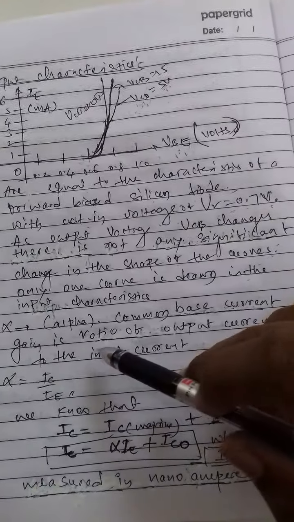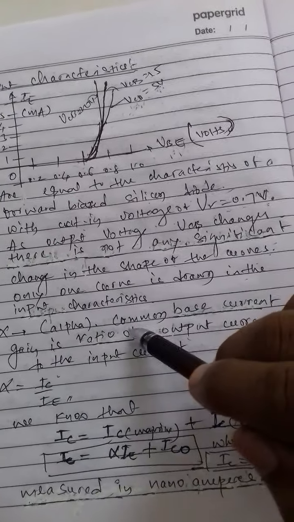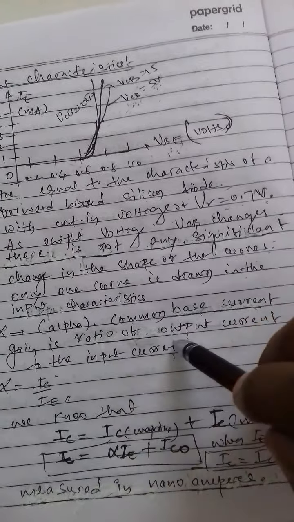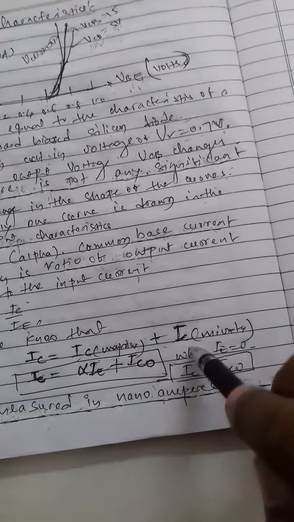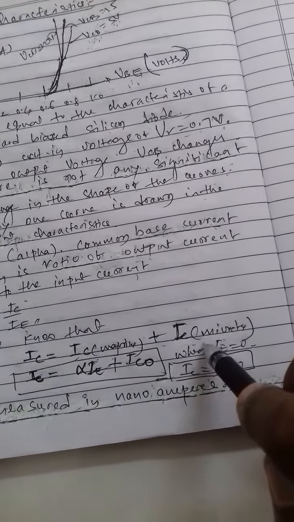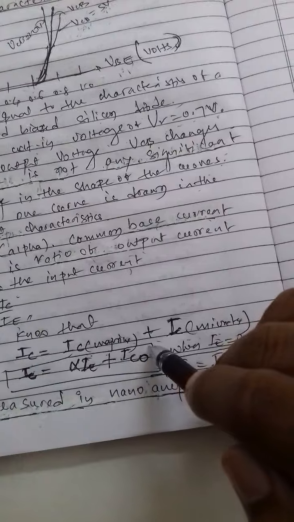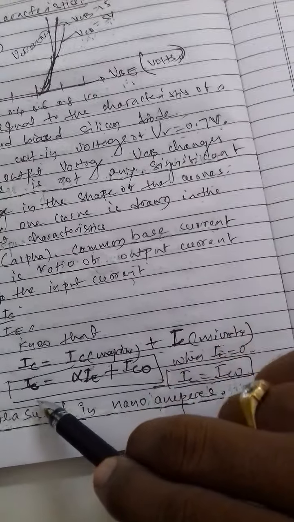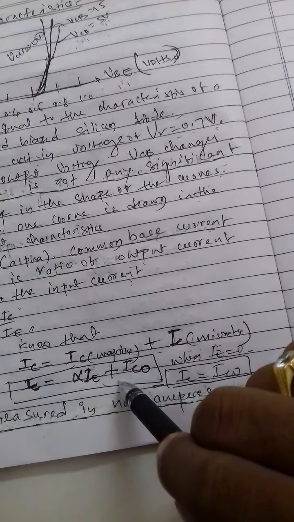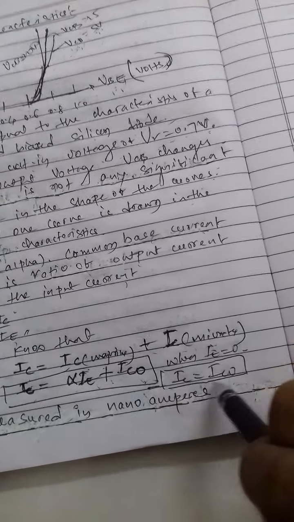Alpha, the common base current gain, is the ratio of the output current to the input current. The output current is the collector current and the input current is the emitter current. We can write IC equal to IC majority plus IC minority: the collector current is the sum of the collector current due to majority carriers and that due to minority carriers. So IC is equal to alpha IE plus ICO, and when the emitter current is equal to 0, IC is equal to ICO.